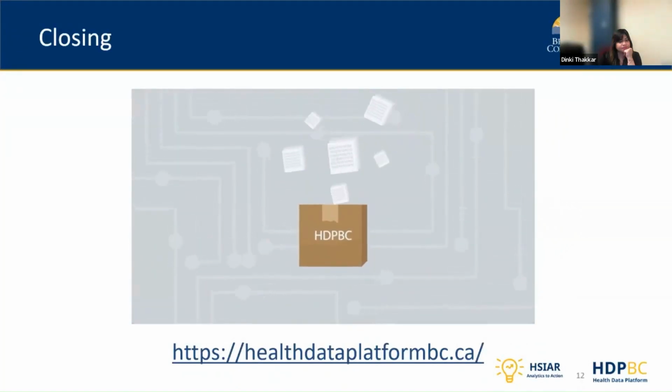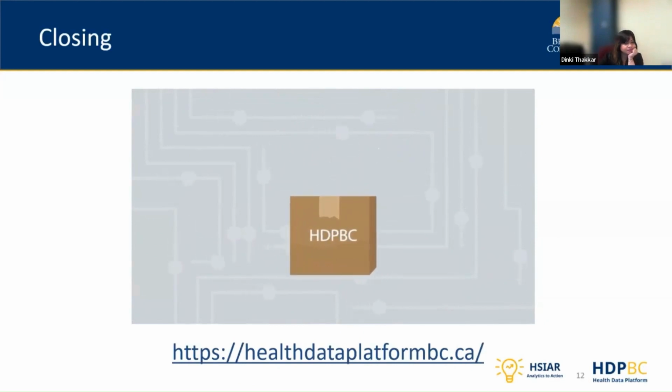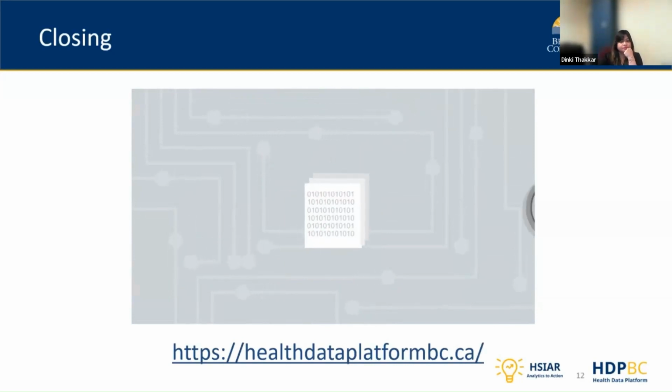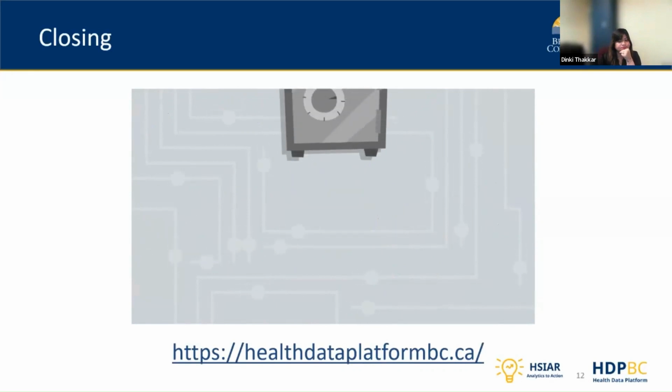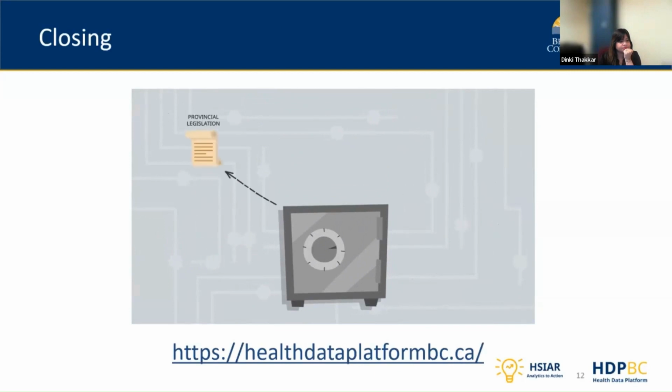HDP BC makes data from BC health partners safely accessible in one place for authorized research projects. Data available through HDP BC is always de-identified to protect privacy. This means identifiers such as names and personal health numbers are removed. HDP BC's approach to protecting privacy is guided by provincial legislation, the Freedom of Information and Protection of Privacy Act, an overarching privacy impact assessment, and a privacy and security framework based on the internationally recognized Five Safes model.